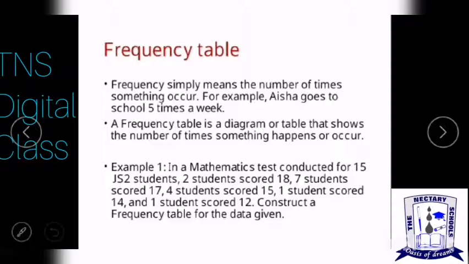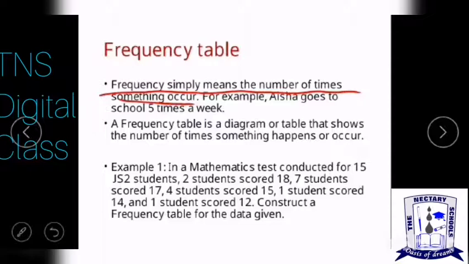Can we take that together? Frequency simply means the number of times something occurs. You are not talking, I can see you. Let's take it together again. Frequency simply means the number of times something occurs.